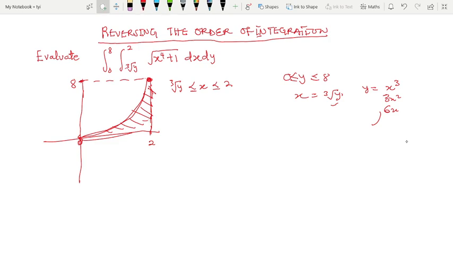Here, because you want to change the order, you have to slice parallel towards the y-axis. So right now, our function is either x is equal to third root of y, or y is equal to x cubed for this side. Then this is x is equal to 2. So you surely see that for the default function that was given, it was sliced through y, or parallel to the x-axis. That's why we're supposed to integrate with respect to x first. So for now, let's change our order by simply slicing through what?